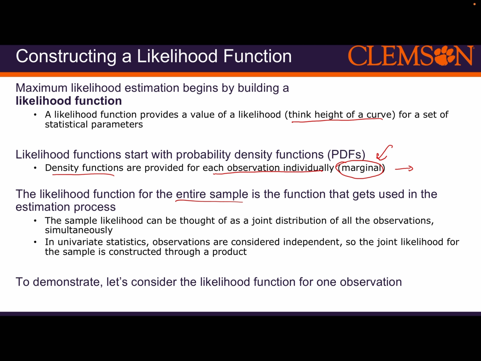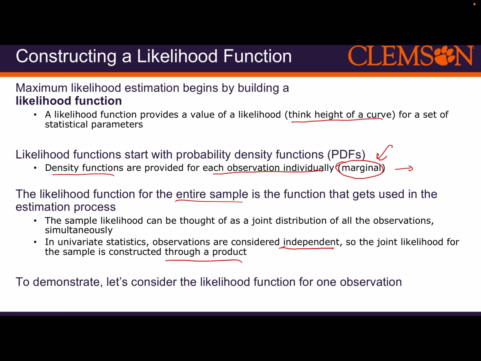So in univariate statistics, observations are considered independent, and we saw that before. Independent observations means we can form their joint distribution by product. So the joint likelihood function for the sample is constructed through a product. It's a product of each of the individual distributions. So let's look into that.